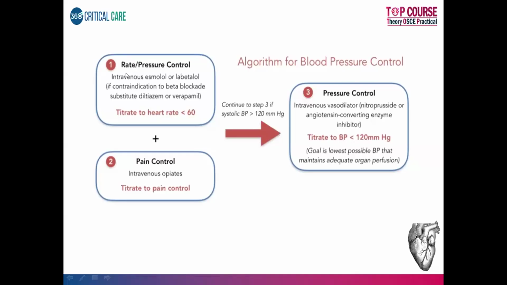So with these two things, if the systolic BP is still more than 120 mmHg, then you think of adding a vasodilator, or in some cases, ACE inhibitors also can be used, and you have to titrate the BP to less than 120 mmHg. So what your goal is, the lowest possible BP which can maintain adequate organ perfusion has to be kept.